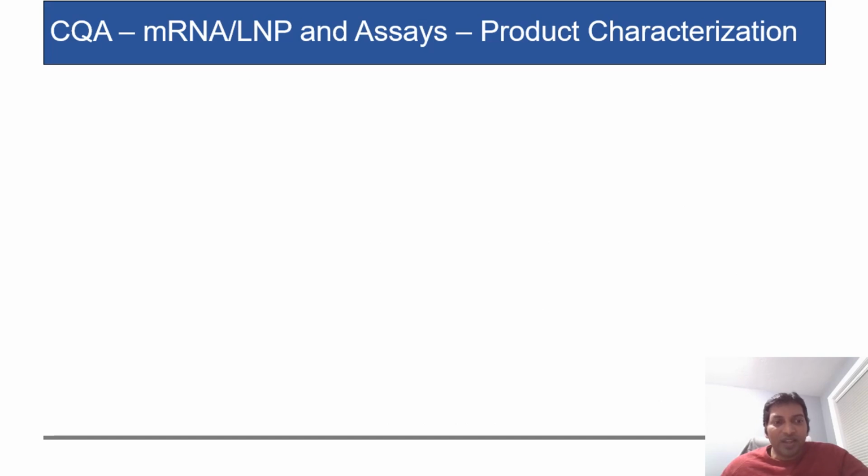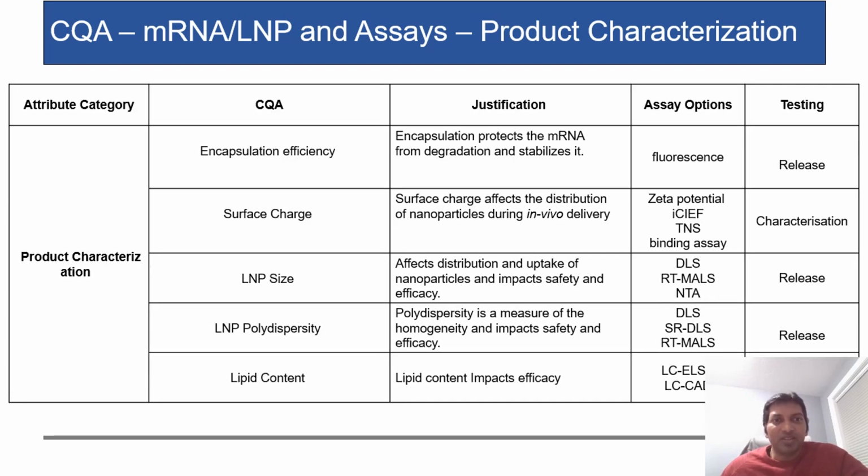The next thing we want to look at for the CQAs would be product characterization. You have your lipid nanoparticle, and we are trying to understand the particle itself. We are not looking at the mRNA, but what we are looking at is: what is this particle once it's formed? How does it look? What is it holding? And what is the charge? That's what we are trying to understand here.